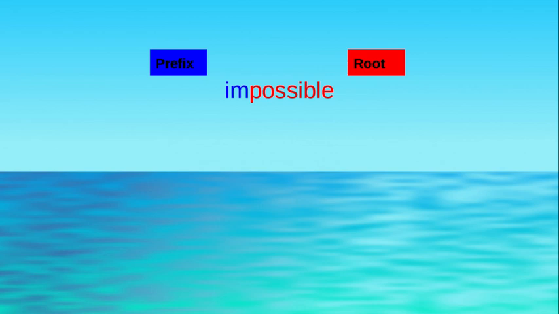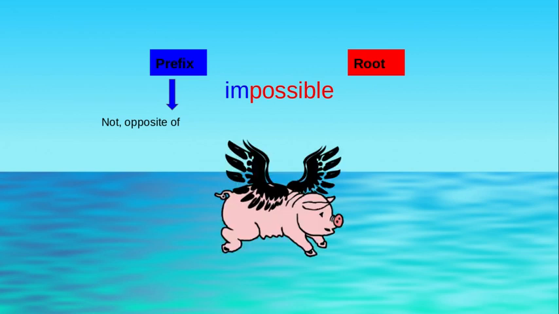Now we'll examine the two different parts of this word to determine what it means. The prefix im means not, or the opposite. Adding it to the beginning of possible means that something is not possible, or the opposite of possible. Can you think of things that are the opposite of possible?